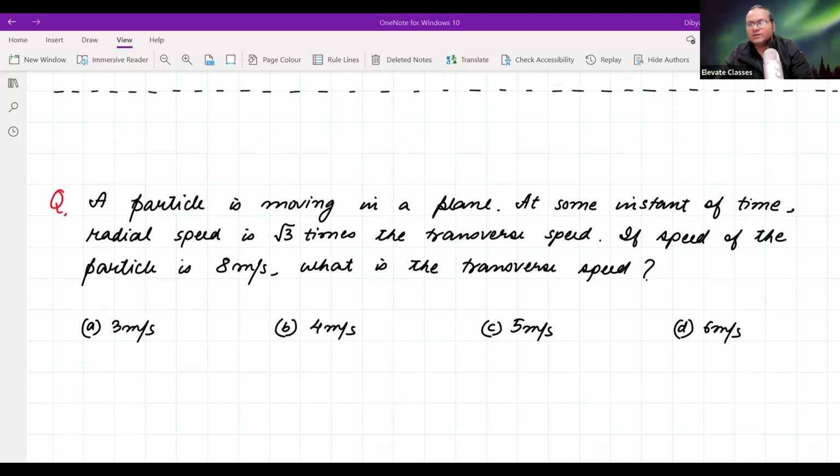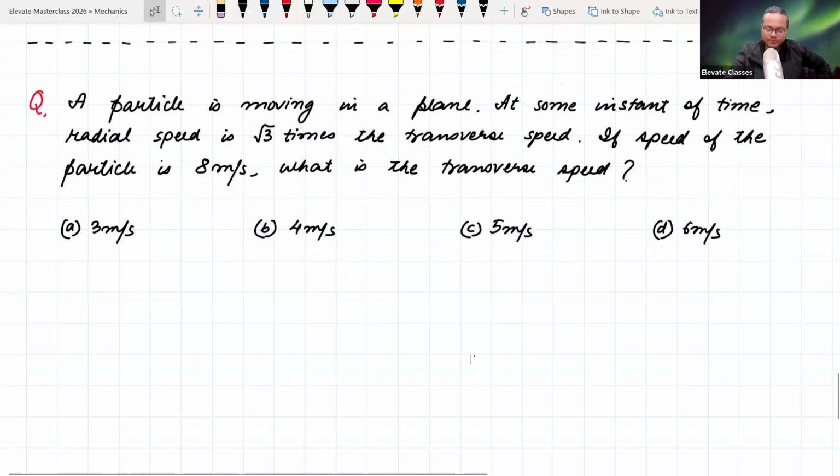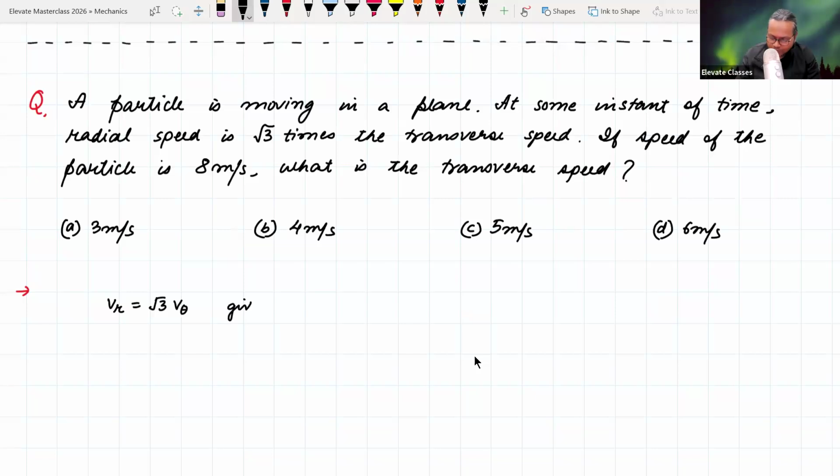Should I do it? जल्दी से कर दूं. This is a question on basic definitions. ठीक है? A particle is moving in a plane. At some instant, its radial speed VR is root 3 times the transverse speed v theta, given. If the speed of the particle, speed matlab magnitude of velocity, speed of the particle is 8 meter per second, then what is the transverse speed?